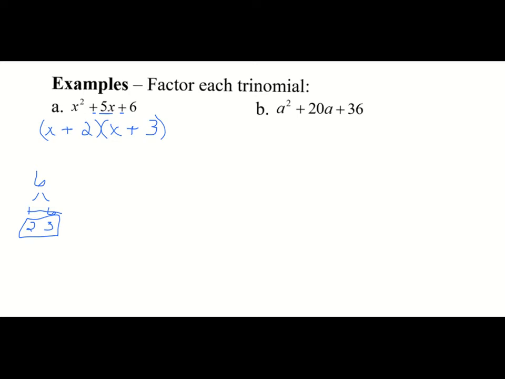For B, again, always look for a greatest common factor, but with these easy trinomials, most of the time, if it starts off with x squared or a squared, there's not a greatest common factor there. So instead of x, this time I have a. So I'll put my a's first. Again, I have 2 plus signs, so I'm going to put both plus signs in there. Now my C is 36.